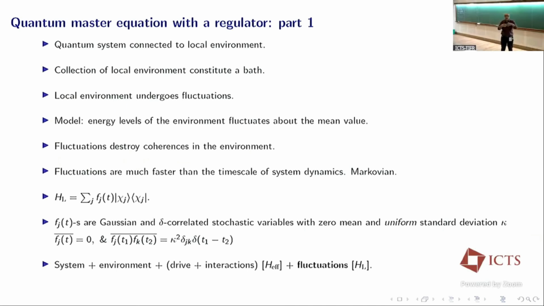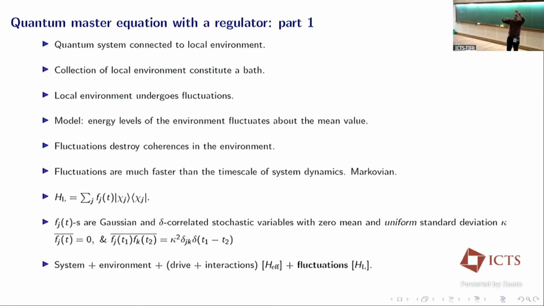They are undergoing translational, rotational, and vibrational motion. So fluctuations: we try to incorporate the fluctuation in the master equation by adding an explicit Hamiltonian. These fluctuations are acting on the bath, on the local environment. So the way we do it is this chi j, these are bath eigenstates for the bath Hamiltonian. And so we assume a diagonal Hamiltonian.